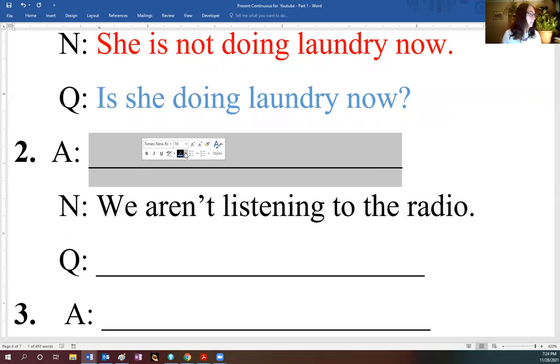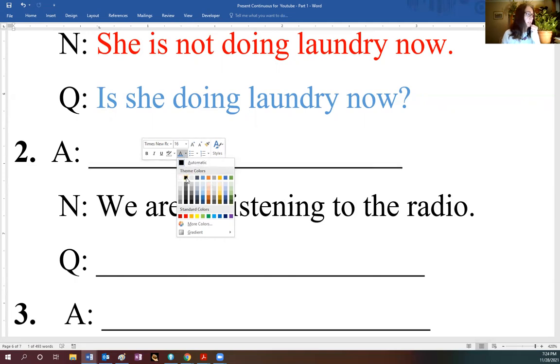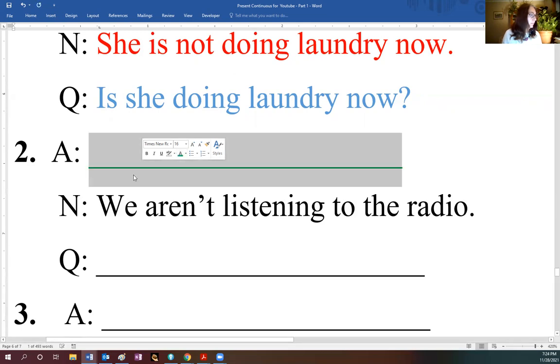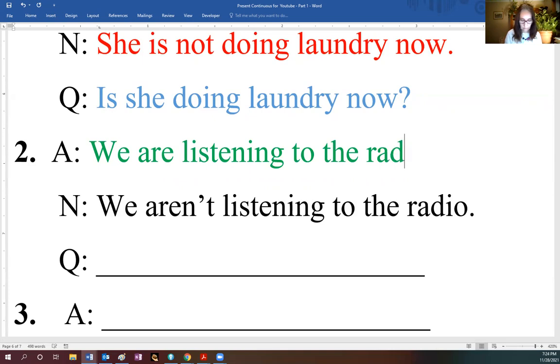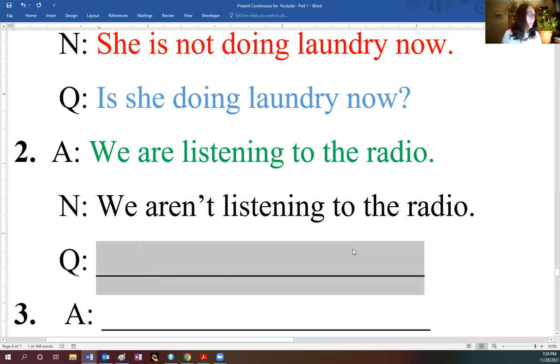Let's make this one another color, or just leave it, yeah, just leave it black. No, change it to green. Okay, so we are listening to the radio. There you go. Okay, so all I did, I left out not, the negative. Okay, and the question, very easy. Once we have the positive sentence, what do we do?